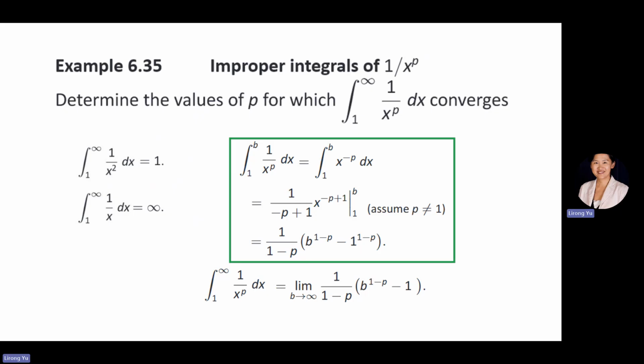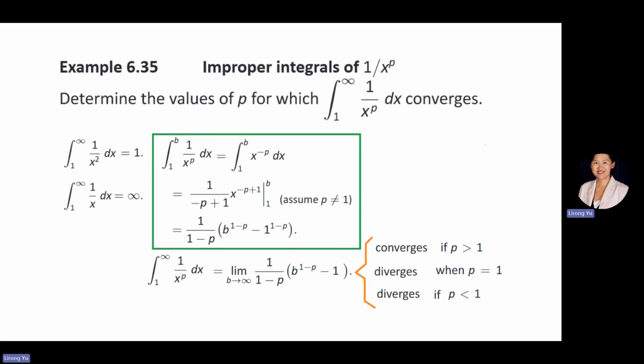But if 1 minus p is negative, that means 1 is less than p, or p is bigger than 1. So if p is bigger than 1, then 1 minus p is negative, and that means this function is 1 over b to a positive power. A negative power means division, so the power function of b is in the denominator. In that case, as b goes to infinity, of course, the whole thing will have a limit equal to 0, right? Because the denominator goes to infinity, right?